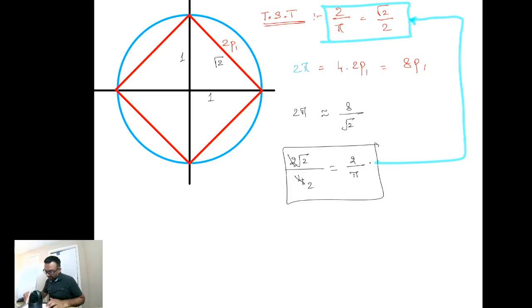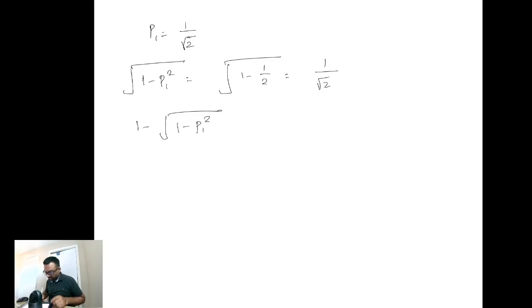We had derived that P1 was equal to 1 over root 2. So we had used P1 equals 1 over root 2. So the square root of 1 minus P1 square will be the square root of 1 minus 1 half, which is 1 over root 2. So 1 minus root of 1 minus P1 square becomes 1 minus 1 over root 2. Let me make this radical a little bit cleaner. So I'm going to call this root 2 minus 1 divided by root 2.